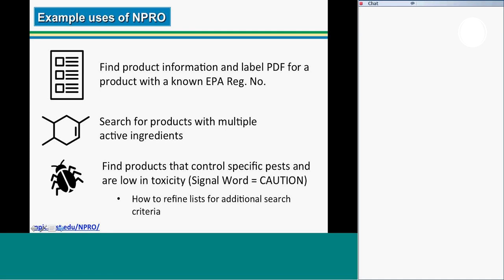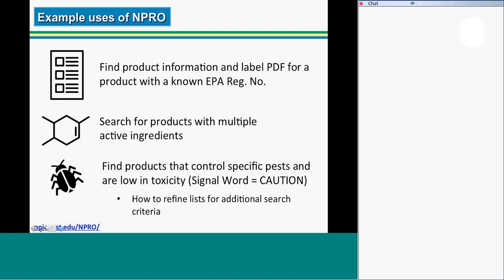If you're using NPRO, there are many ways to search for products. Some of the simpler ways to search, an example might be when you already have an EPA registration number chosen and you'd like more product information, you'd like to look at the label PDF maybe. Another example, if you have 1 or multiple active ingredients and you only want to research those products that have those active ingredients, you can search by that.